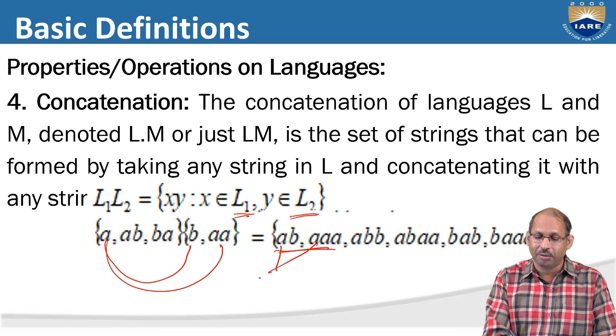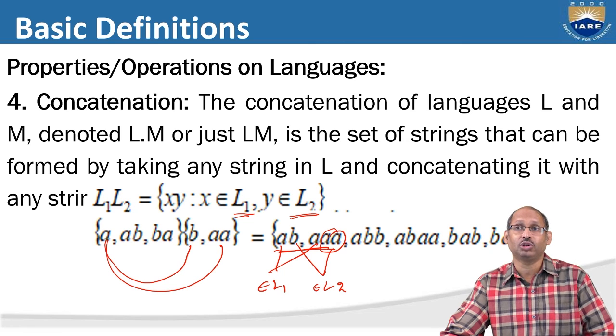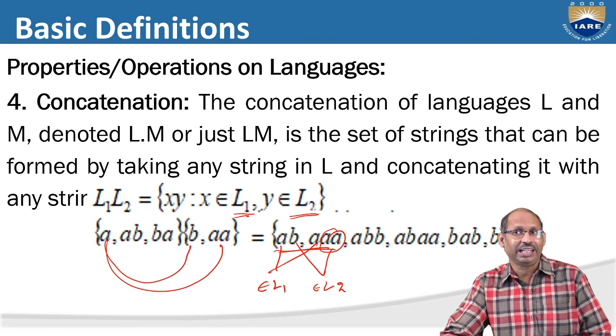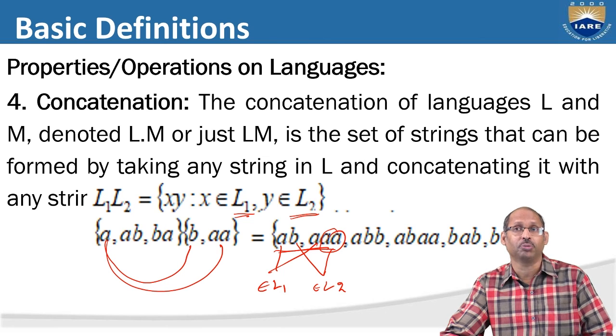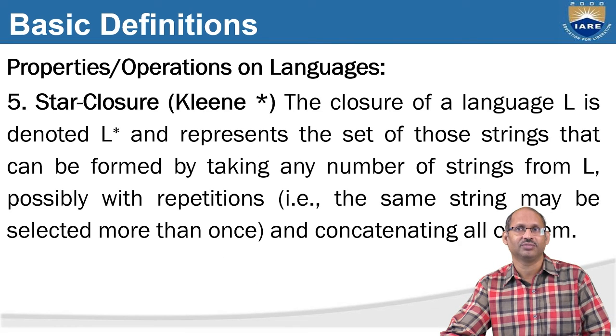A and A belong to L1, and this B and the other strings belong to L2. The first characters belong to language L1, and the second characters belong to language L2. So concatenation of L1 followed by L2 means the strings of L1 followed by the strings of L2, which gives the concatenation of the languages.